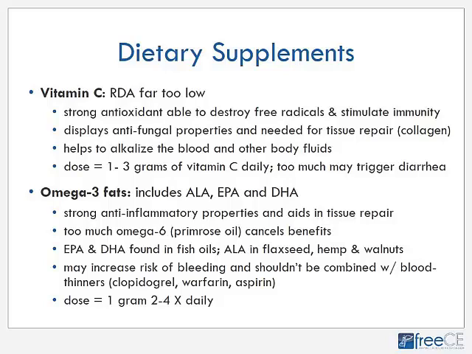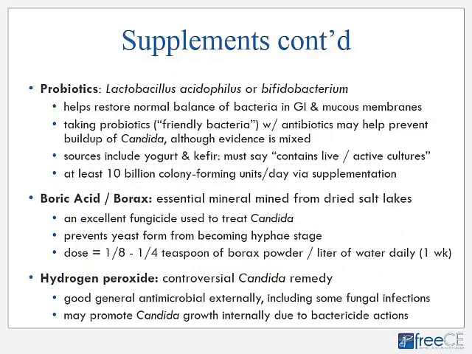EPA and DHA are found in fish oils, ALA primarily in flaxseed, hemp, and walnuts. Although again, walnuts can be on the moldy side, so perhaps that's not the best source. Omega-3 fats may increase the risk of bleeding and shouldn't be combined with blood thinners. And in terms of dosage, starting with 1 gram, going between 2 to 4 times daily.